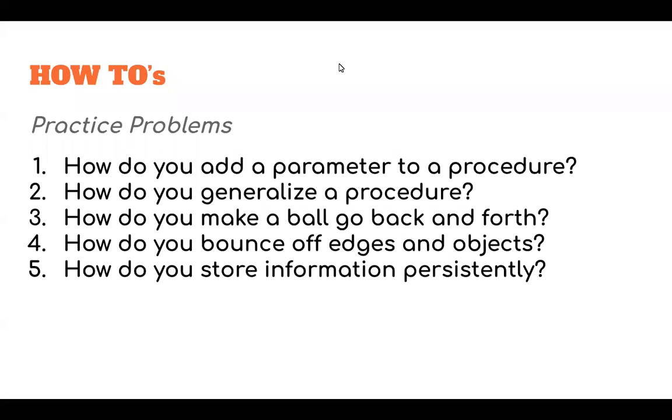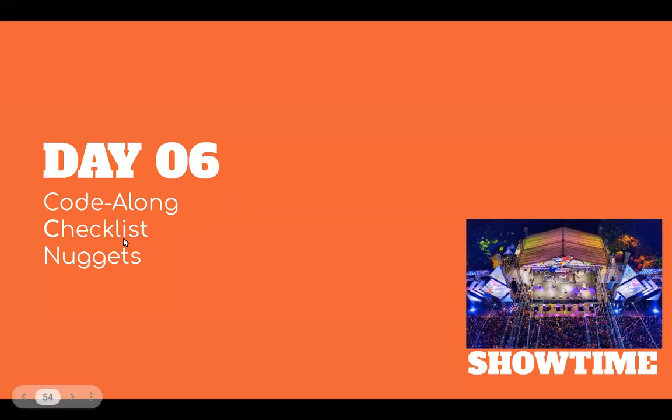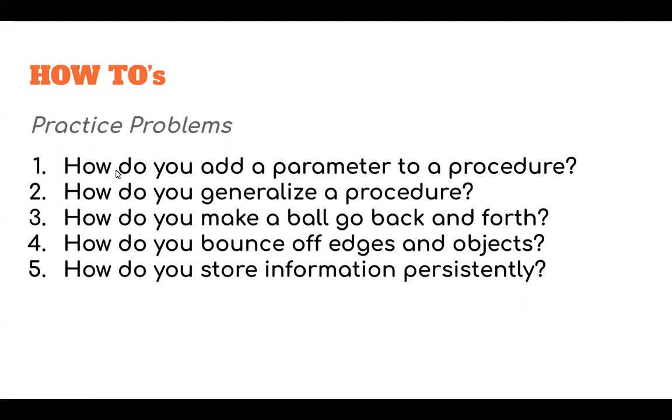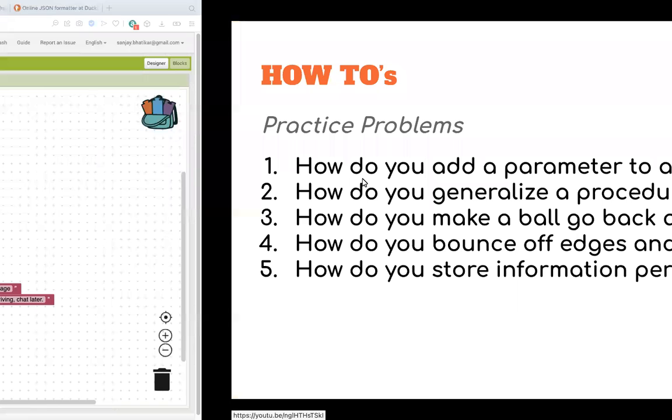So today we are going to be practicing some of these concepts, and we're going to be doing these 5 practice problems. After that, we are going to do a small interactive quiz, and then we'll do a knowledge session with a few nuggets. The first practice problem is how do you add a parameter to a procedure? We'll practice a little more with using the TinyDB database in App Inventor, and also how to write good procedures. So let's jump in.